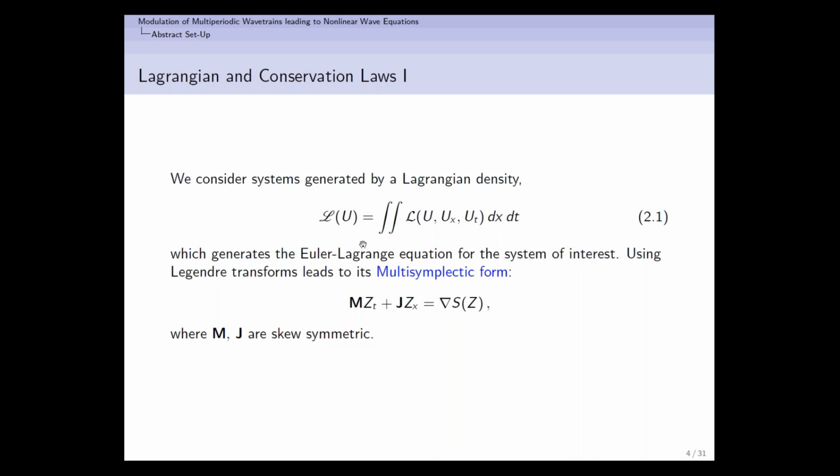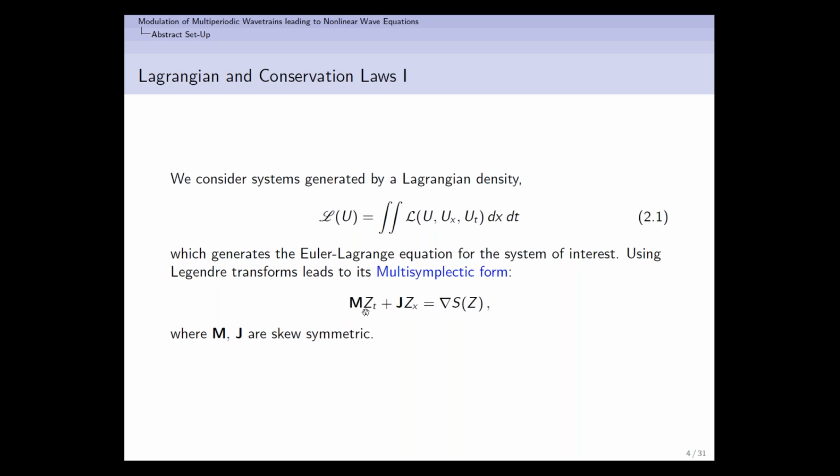Now, when we generate the Lagrangian, we're going to require that it be in a specific form. We're going to use Legendre transformations to get rid of nonlinearities in the derivatives, so that we're just linear in time derivatives and space derivatives, and everything else is just contained in this Hamiltonian over here.